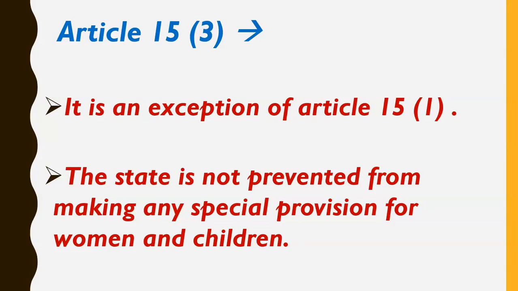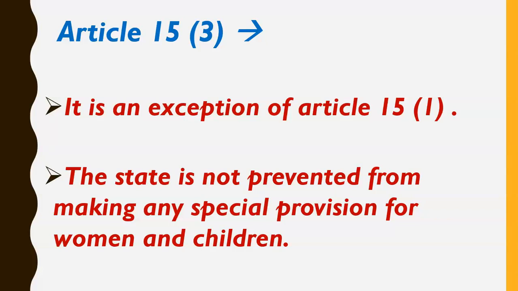Article 15 Clause 3 says that the state is not prevented from making any special provision for women and children. Now what does it mean? It means that the government or the state is not restricted, is not prohibited from making any special law, any special policy for the welfare of women and welfare of children. Okay, it means that government can make special provisions, special laws, special policies for the welfare of women and for the welfare of children.